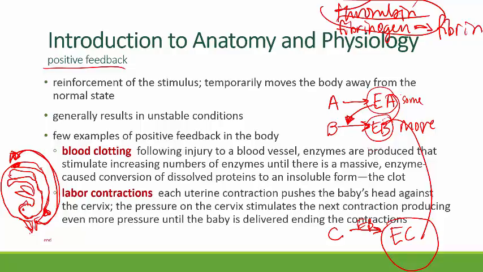Okay, so that's positive feedback, where we reinforce the stimulus, where one contraction causes another contraction to go along, or where one chemical reaction leads to the production of a little bit, the second chemical reaction produces even more, the third produces even more, until we produce an overwhelming amount of the enzyme thrombin.